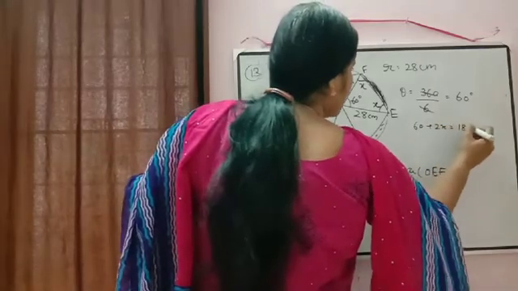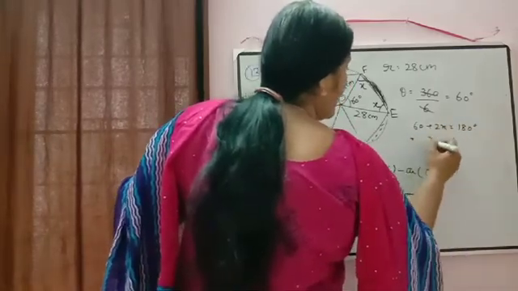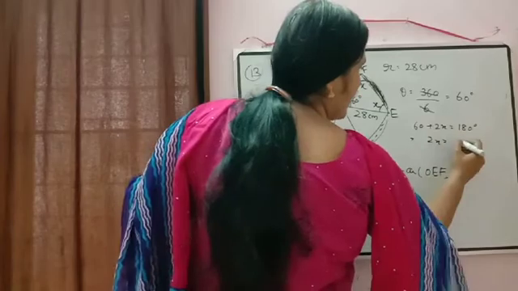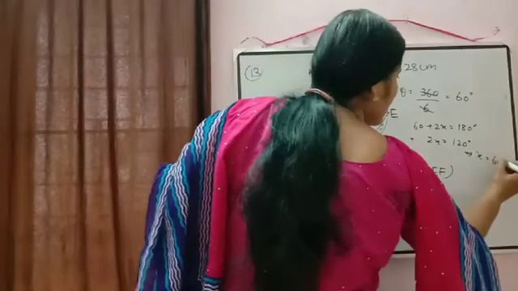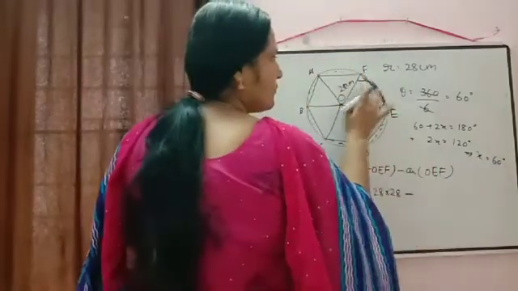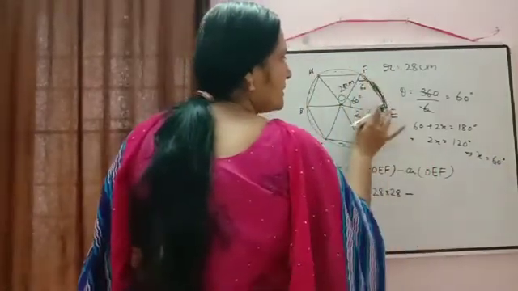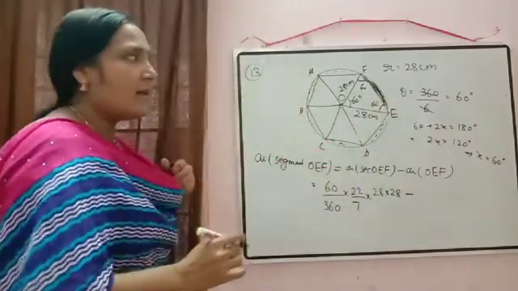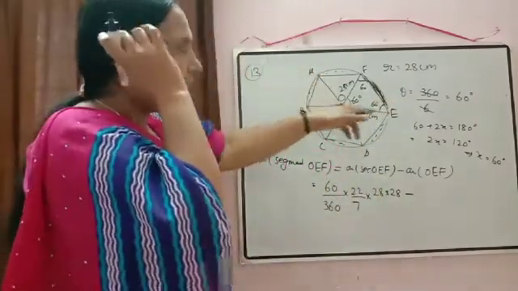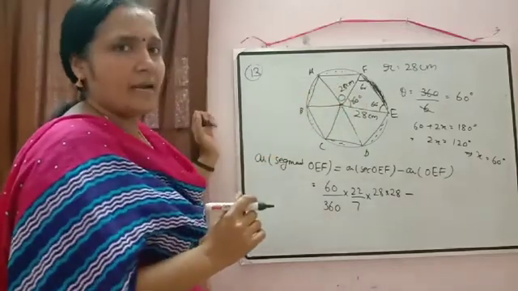60 plus 2x is equal to 180 degree. Then 2x is equal to 180 minus 60. So that will be equal to 120 degree. And then we will get x is equal to 60 degree. So what we are getting here? All the angles are equal to 60 degree. Then which type of triangle? Triangle OEF is an equilateral triangle.